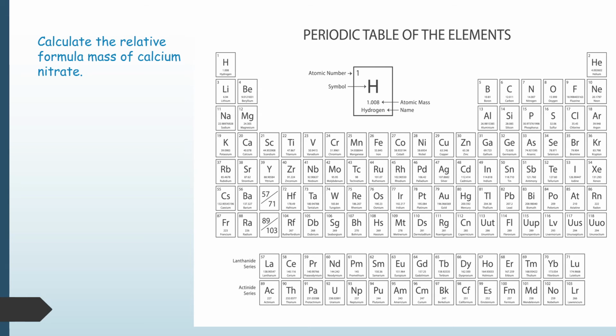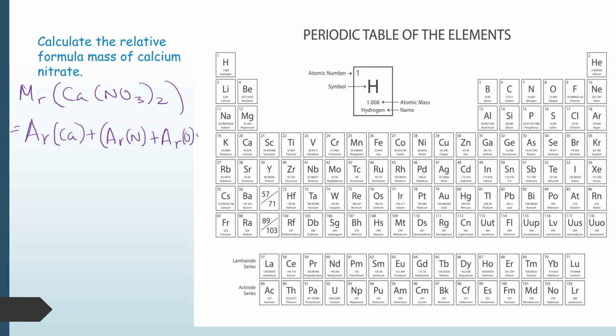So let's try one that's a little bit trickier than the previous one. This time we're going to find the relative formula mass of calcium nitrate. Now the hardest thing is working out the formula, which is this. I'm going to follow my formula and substitute the values in exactly how my formula is written. So watch what I do. I'm going to go the relative atomic mass of calcium, add, there's a bracket there, so I'll put a bracket here, the relative atomic mass of nitrogen, add relative atomic mass of oxygen, times 3, close the brackets, times 2.